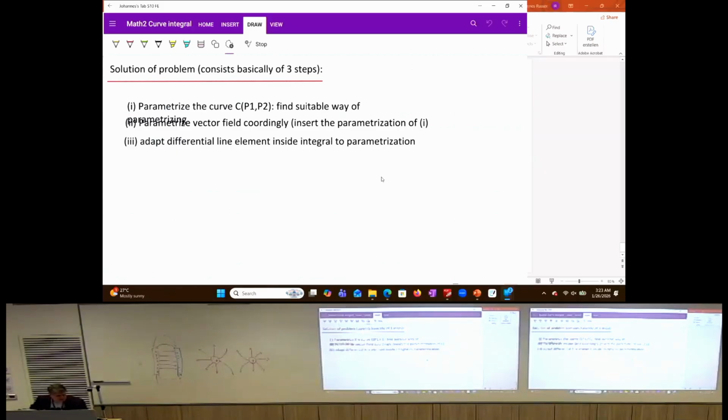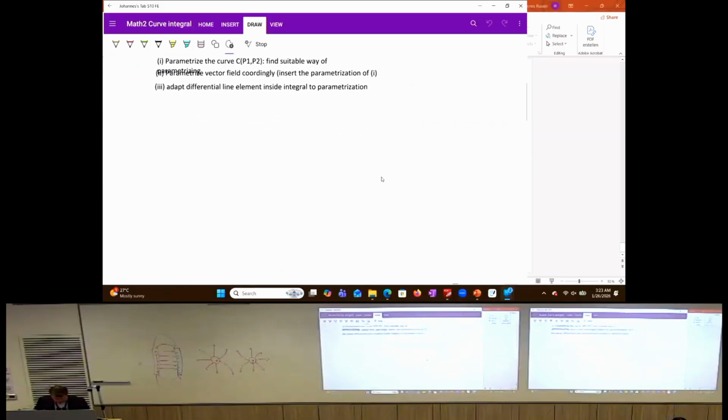So the second step is then you parameterize the vector field. First you do the curve, then you parameterize the vector field accordingly, and there you insert the parameterization of the curve from the first step. And then the third step is you adapt the differential line element inside the integral to the parameterization. And I want to give you an example here now.